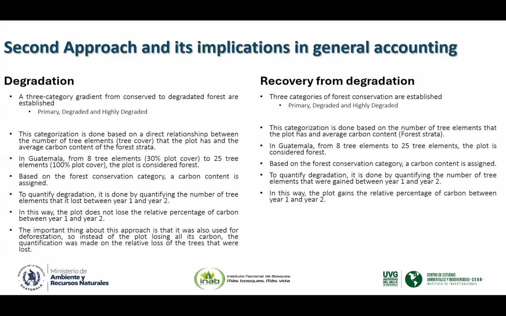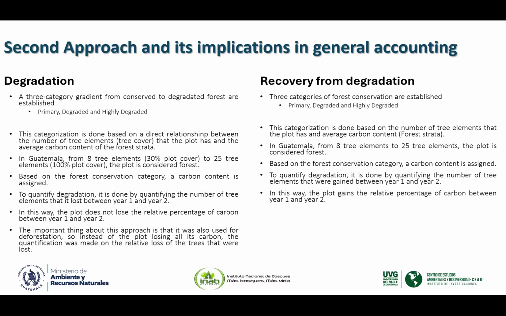So instead of the plot losing all this carbon, the quantification was made on the relative loss of the trees that the plot lost. And in the same way, in the recovery from degradation, we are seeing three categories of conservation: primary, degraded, and highly degraded. And the difference with what occurs in degradation is that we are seeing gained carbon accounting.